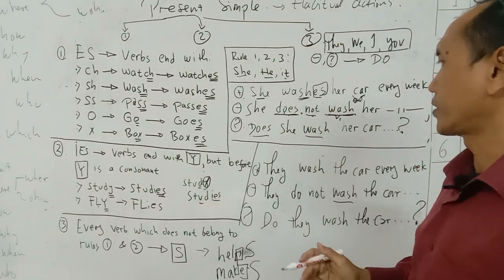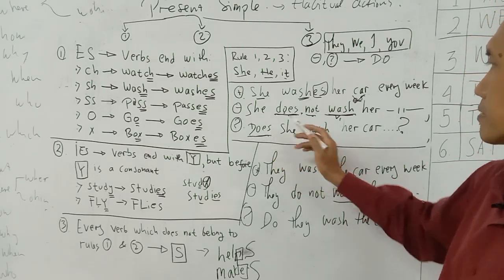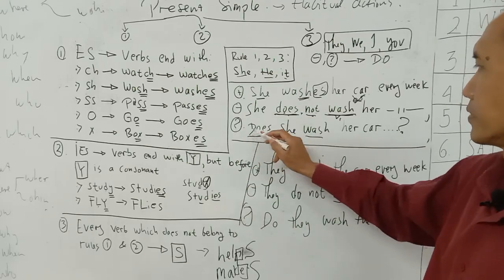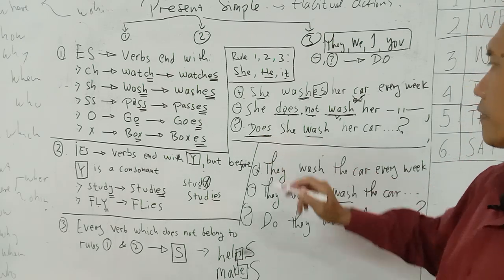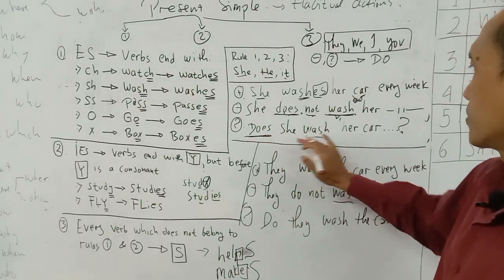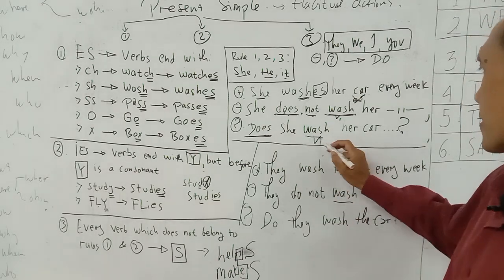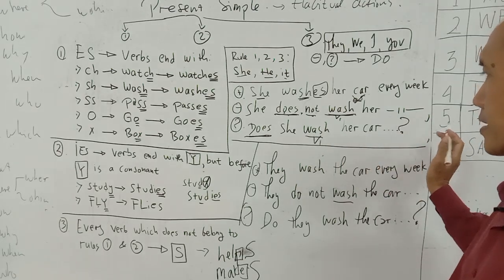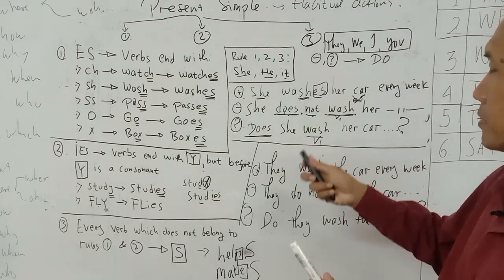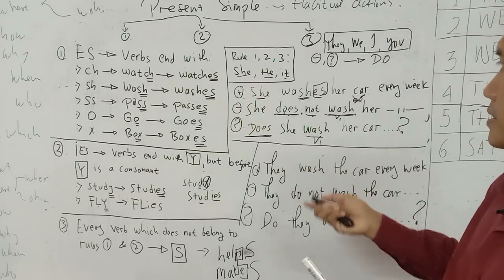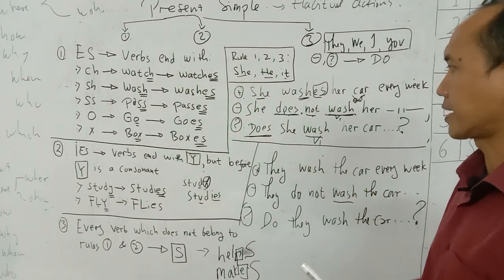Interrogative sentence or question, you put the auxiliary verb does to the front. You move it to the front. So does is in front of the sentence. Does she wash? And this is wash, back to verb 1. Okay, does she wash her car every week? So this is how to use the present simple in sentences: positive or affirmative sentence, negative sentence, question or interrogative sentence.